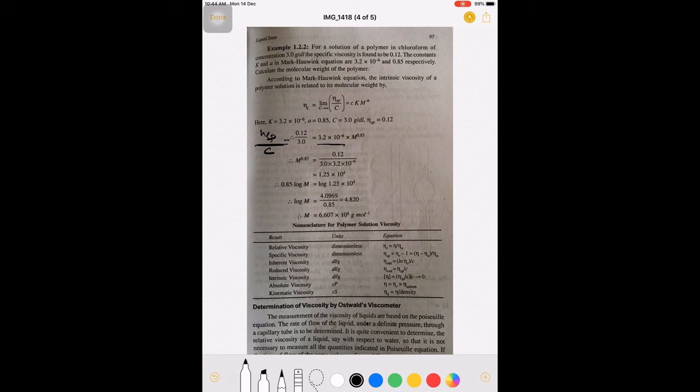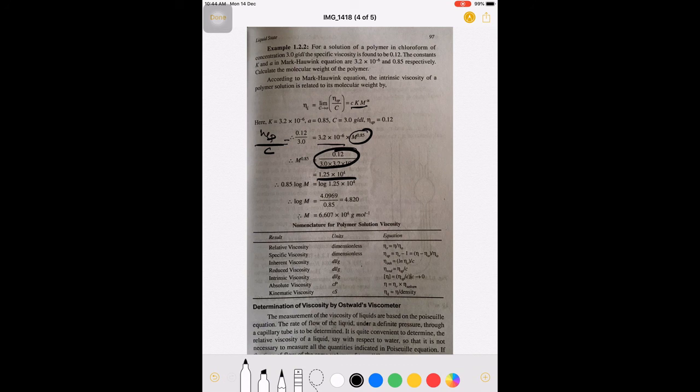This is equal to the value C and K and M. C, the concentration term, is given, and the value of K is also given here, and the M raised to A value is also given here. So now M raised to 0.85 is equal to 0.12 divided by 3 into 3.2 into 10 raised to minus 6. If you solve this equation, you will get the value of M raised to 0.85 equal to 1.25 into 10 raised to 4.